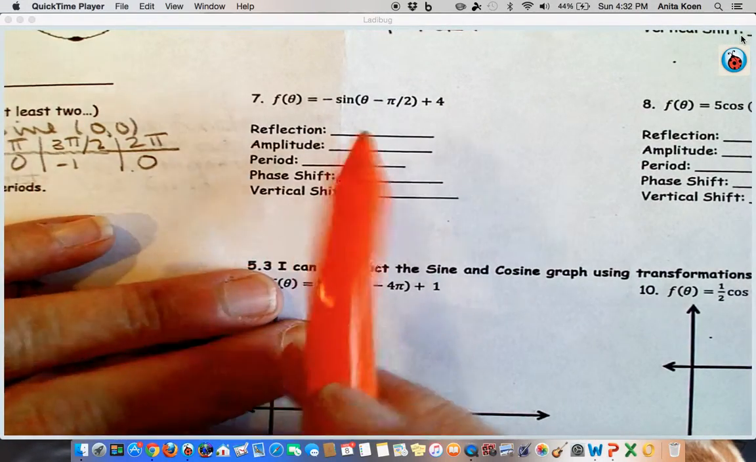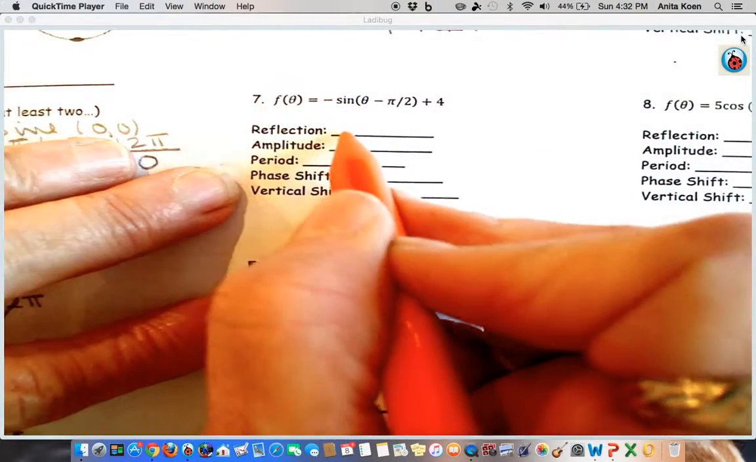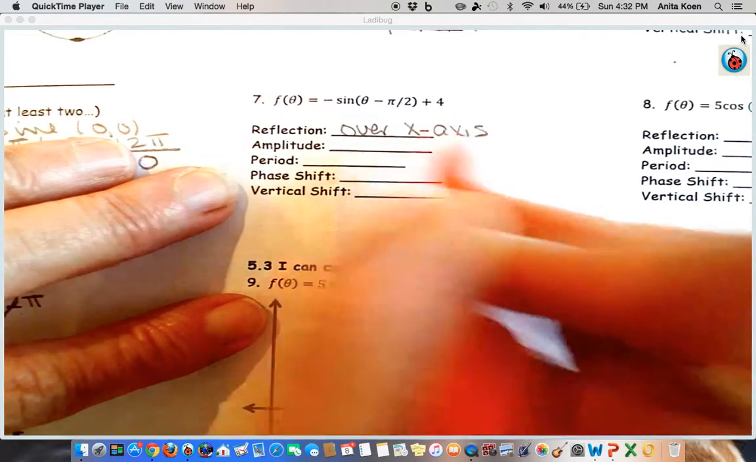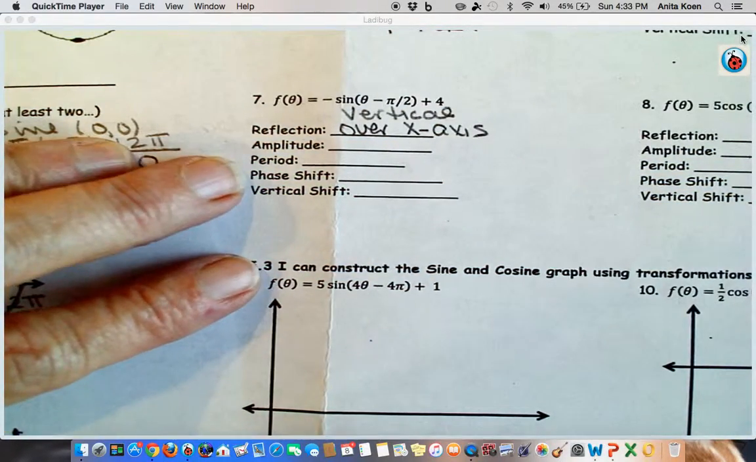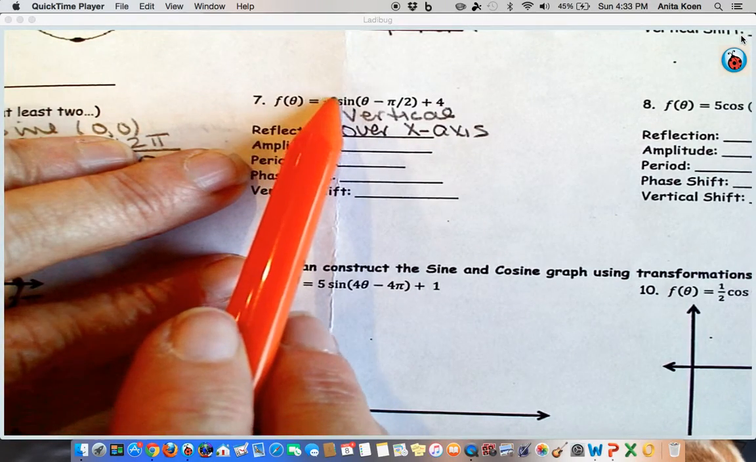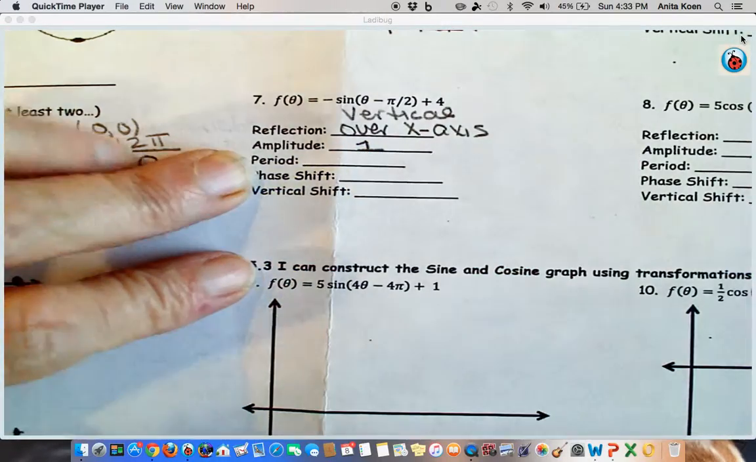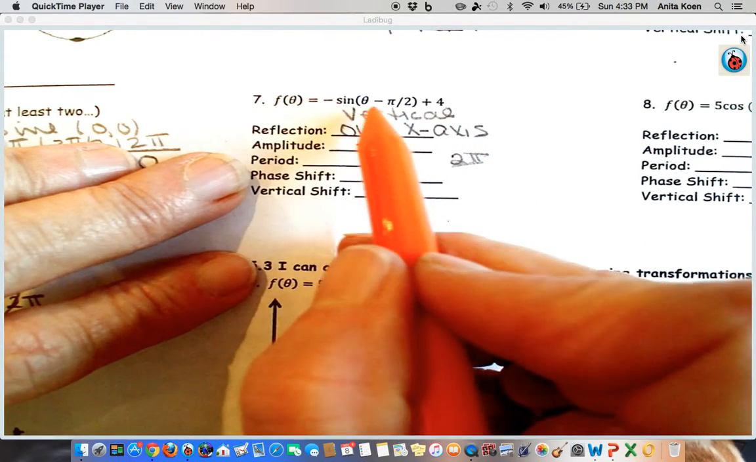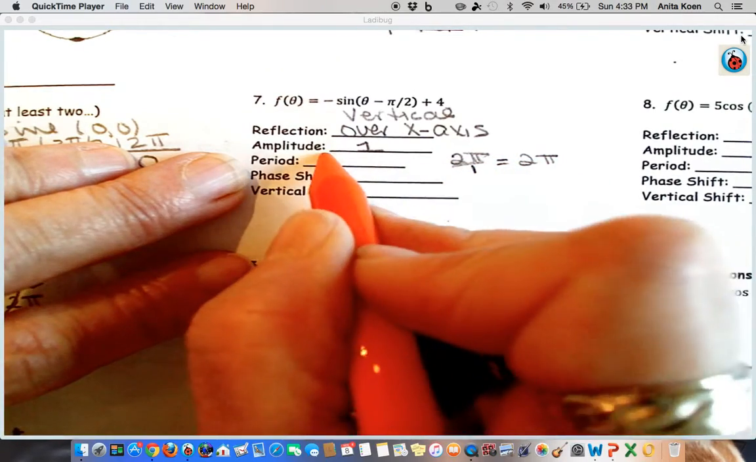All right, let's go over here and look at number 7. Number 7, reflection. There is a negative in front of the sine, so it's a reflection over the x-axis, or you can say vertical reflection. Okay, either one will work for me. The amplitude is the absolute value of the number in front of the sine. There's an understood 1 there, so the amplitude is 1. The period is 2 pi divided by whatever number is in front of theta. In this case, that number is just 1. So 2 pi divided by 1 is 2 pi.